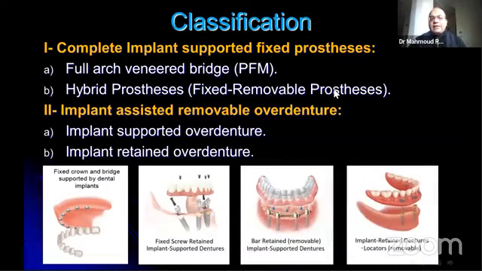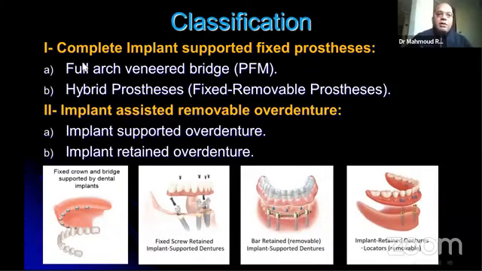First, we are talking about the classification of implant-assisted overdenture. It is classified into complete implant-supported fixed prosthesis and implant-assisted removable overdenture. So we have a fixed type and we have a removable type. Some authors may modify this classification by adding another type, what we call the hybrid type or the fixed-removable type.